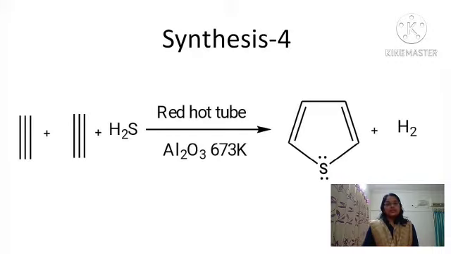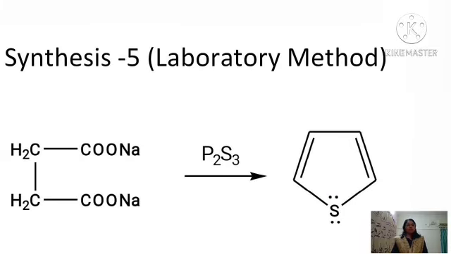So when acetylene is mixed with hydrogen sulfide and passed through a red hot tube, with alumina, that is Al2O3, as a catalyst at a high temperature of around 673 Kelvin, we get thiophene as the product. So coming to the next method of synthesis of thiophene, that is from the sodium salt of succinic acid. When the sodium salt of succinic acid is treated with phosphorus trisulfide, we get thiophene, and it is one of the easy laboratory methods to synthesize thiophene.